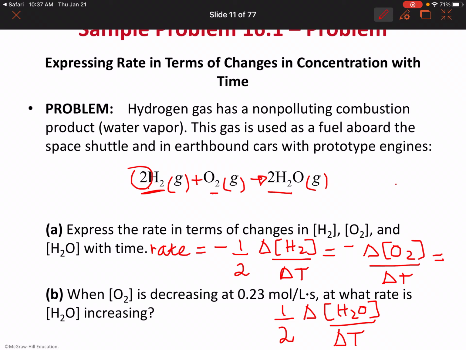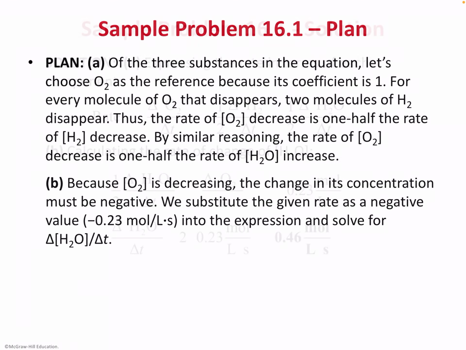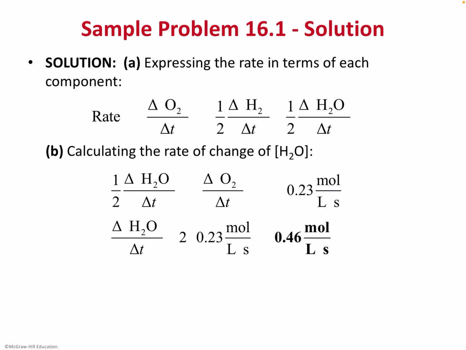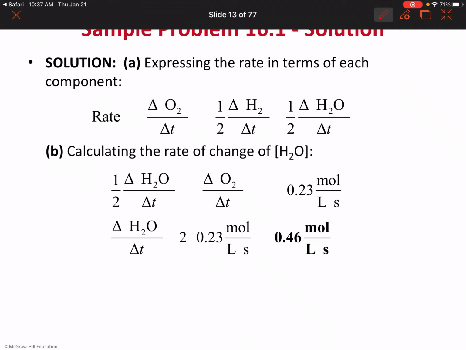Let me go ahead and add the missing components. So rate equals negative delta O2 over delta T, and this is also negative. This is the same thing I did with you in the previous slide. See, oxygen and hydrogen are negative since they are reactants, and we also took into consideration the coefficients, and then the water, the product, is positive.